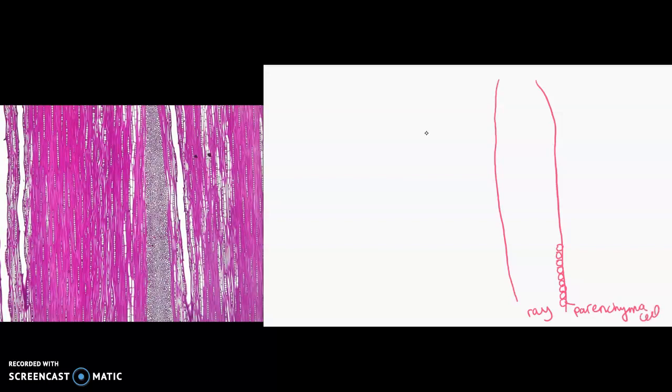Not all rays are that large, so you'll see some that are just one cell layer thick, but still they're filled with those parenchyma cells, each one of those rays.